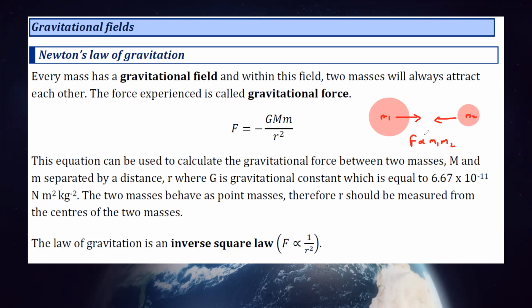And it is inversely proportional to the square of the distance between them. When we take the distance from the center of one mass to the other, we call that r. So he suggests that the force is inversely proportional to the square of the distance between the two masses. This means if we double the distance, the force will decrease by a factor of 4. If we triple the distance, the force will decrease by a factor of 9.